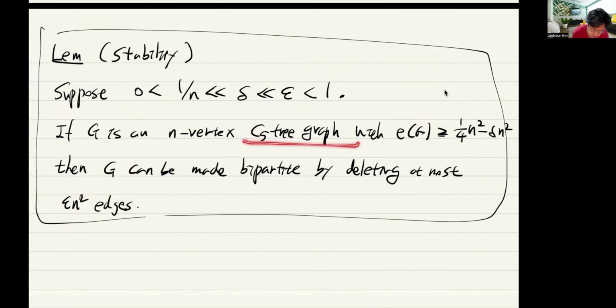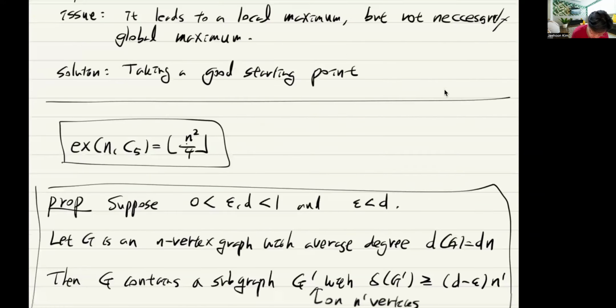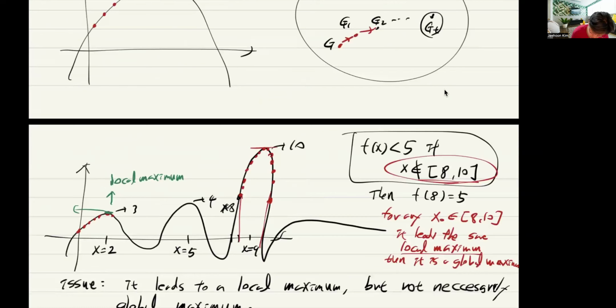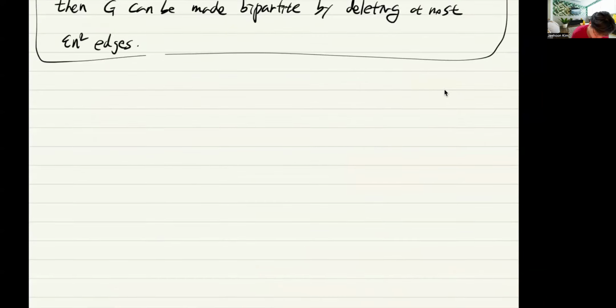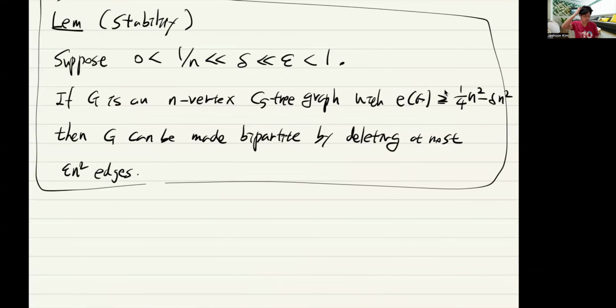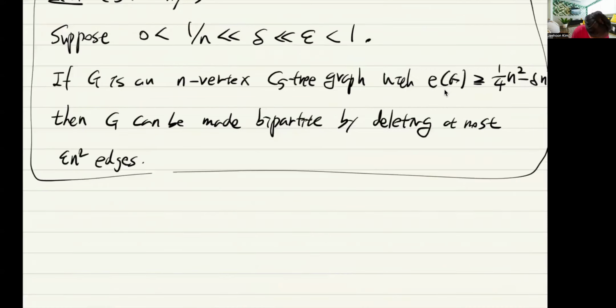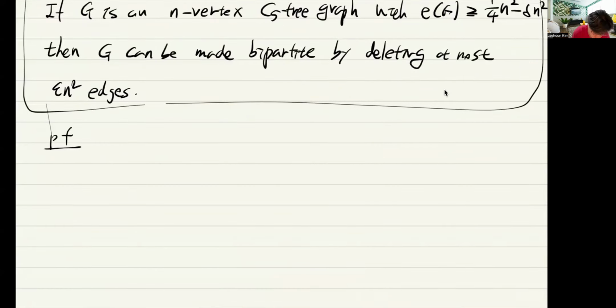So if you have a C5-free graph with this condition, in other words, if your f of x is bigger than this, then you must be somewhere here. In other words, if your number of edges is bigger than something, then you should be somewhere here, very close to this bipartite graph. So this is the stability lemma. So let's prove this.